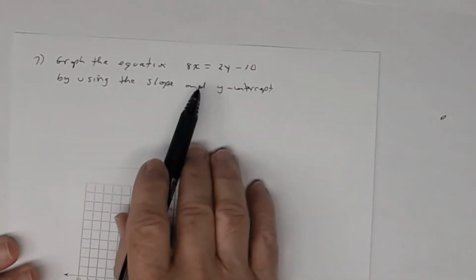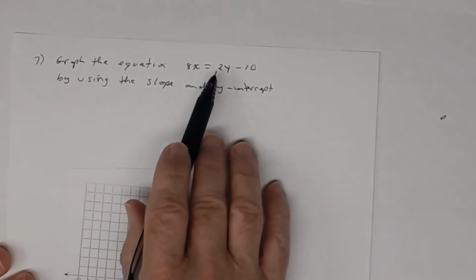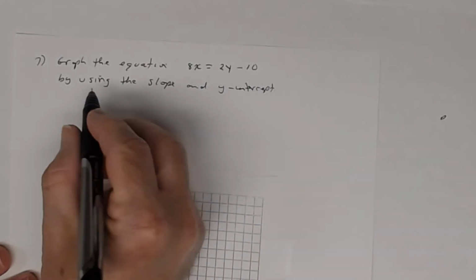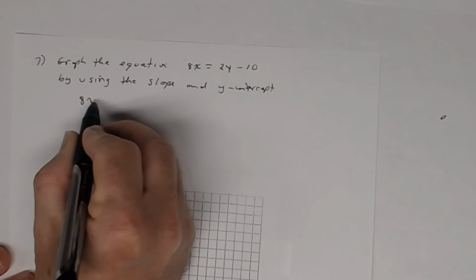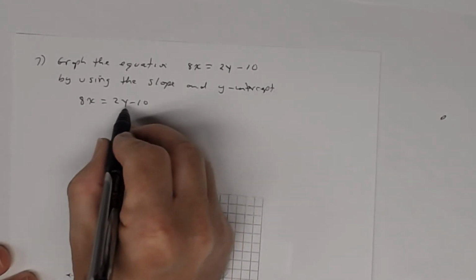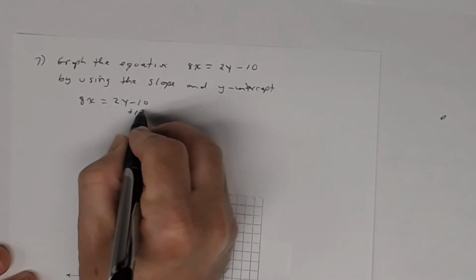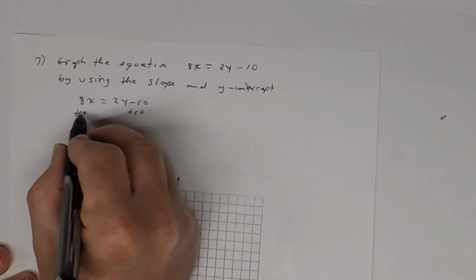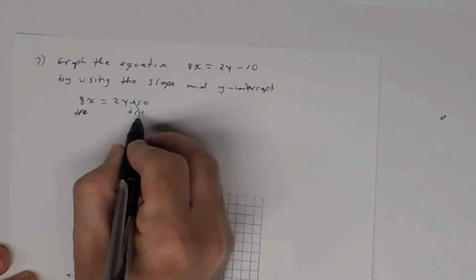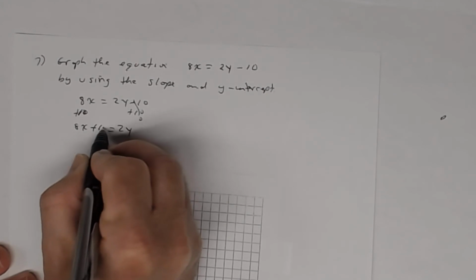Number 7. So number 7, we have this equation, and notice this is not in slope-intercept form. So I got to get this in slope-intercept form. So let me go ahead and rewrite this here and do some work. So 8x equals 2y minus 10. I'm going to go ahead and add 10 to both sides. And so when I do that, I get 2y equals 8x plus 10.